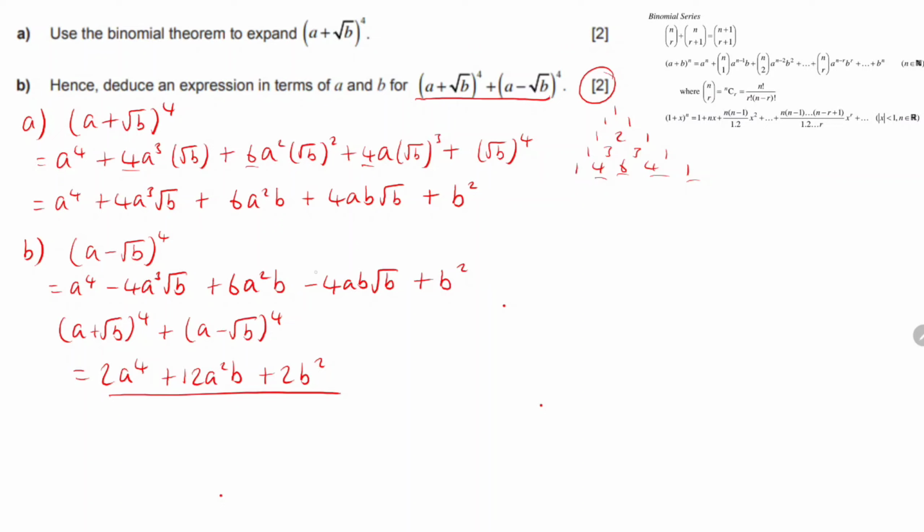So when you add these two together, every other term is going to cancel. So essentially what we have is 2a to the power of 4 plus 12a squared b plus 2b squared. We're combining this and this, this and this, and this and this term.